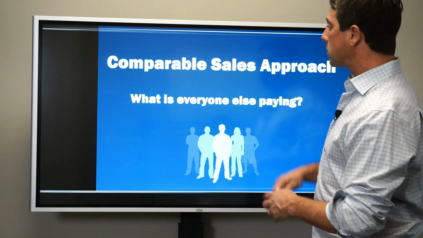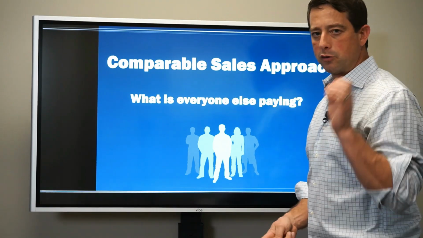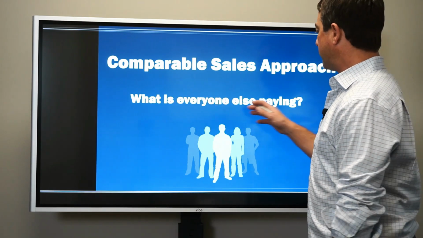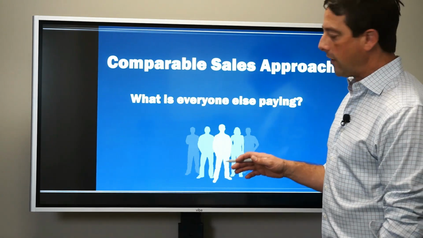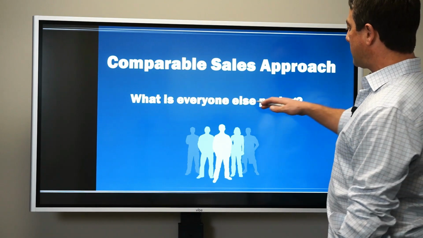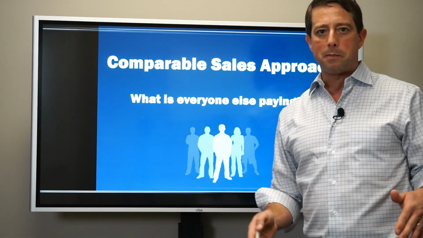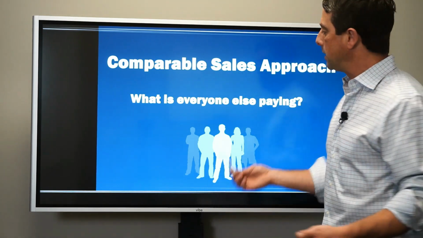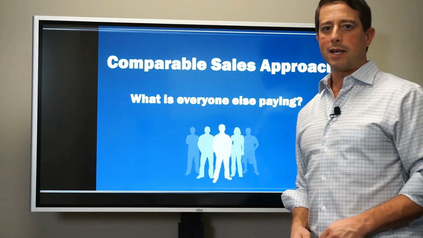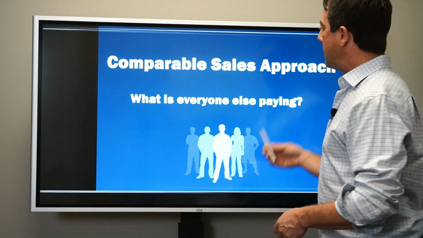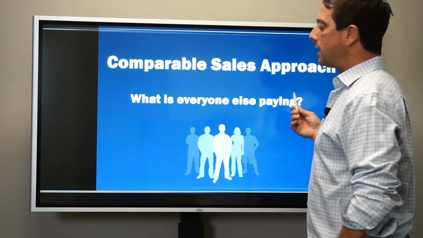All right, moving on, we're going to talk about the comparable sales approach. This is very similar to cap rate in the sense of what is everyone else paying? If everybody else is paying $100,000 per apartment and you can buy a very similar property for $80,000 an apartment, then you're paying less than everybody else. And if you're paying $120,000 and everybody's paying $100,000, you're paying more than everybody else. This is the comparable sales approach.